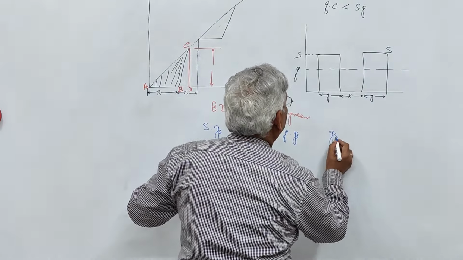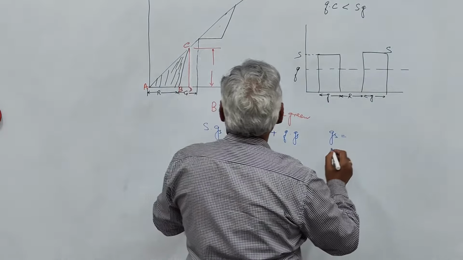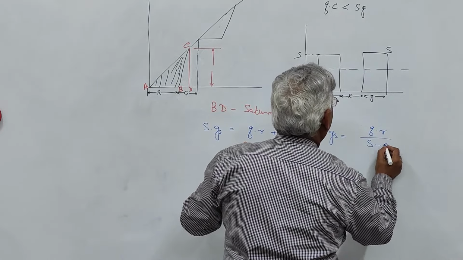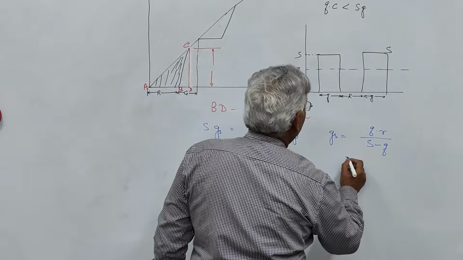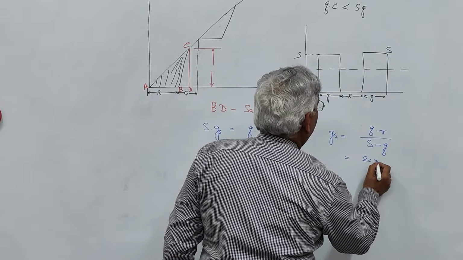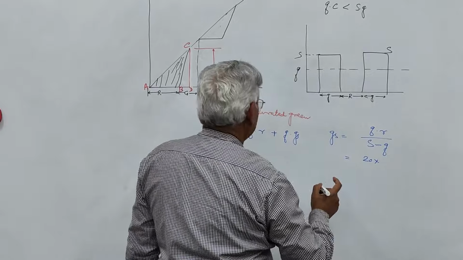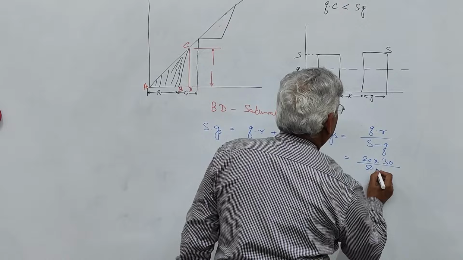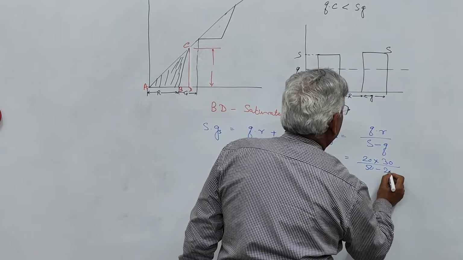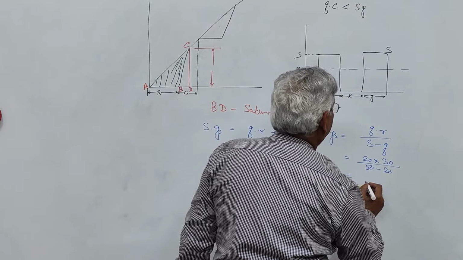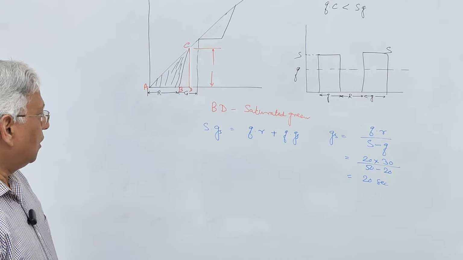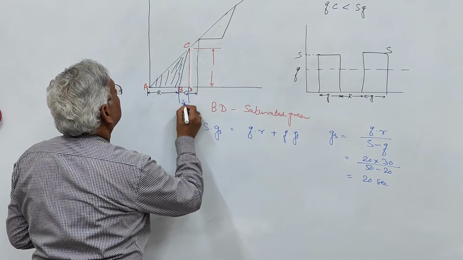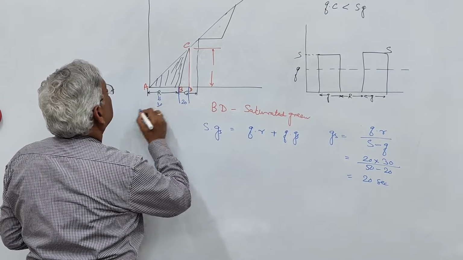So GS is QR upon S minus Q. Q is 20, R is 30 red time, divided by S 50 minus Q 20. So this is 20 second. Now this is BD. This is 20 second. This is 30 second. Okay.